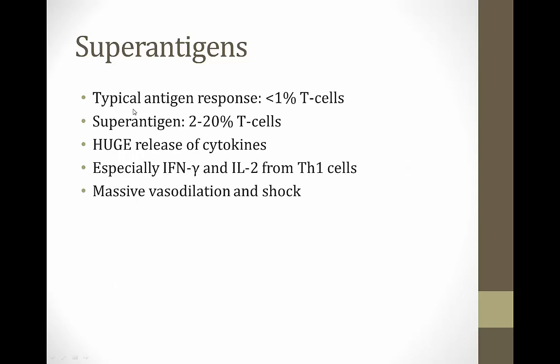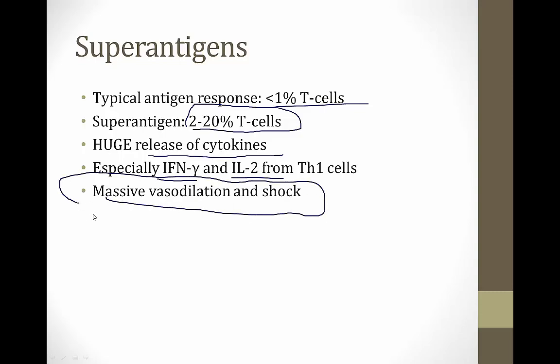Just to put this in perspective, a typical antigen elicits a response from less than 1% of all the T cells in the body. A superantigen can elicit a response from 2 to 20% of all the T cells in the human body. As a result, you get an enormous release of cytokines, especially interferon gamma and IL-2 from Th1 cells, and this results in massive vasodilation and shock.